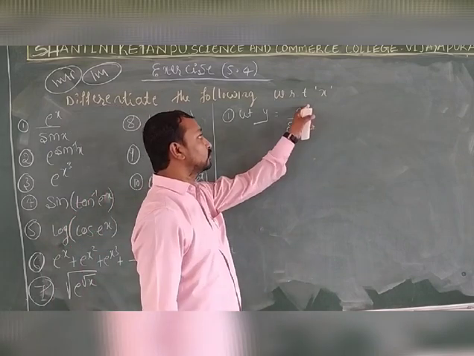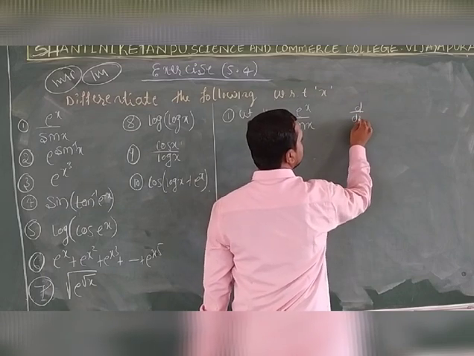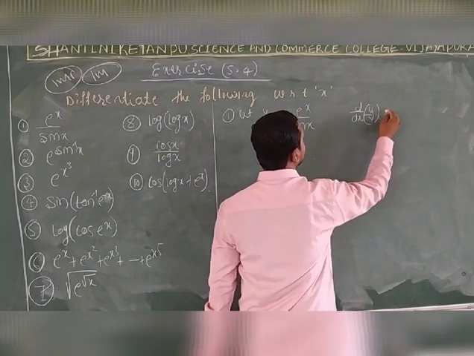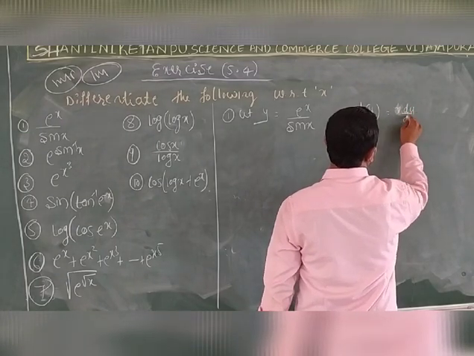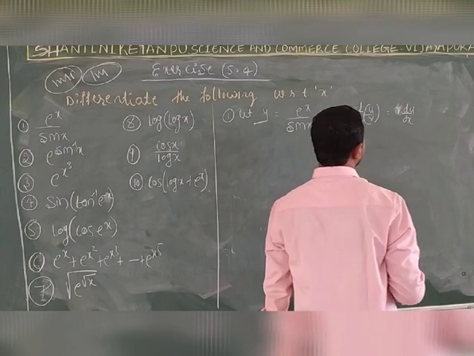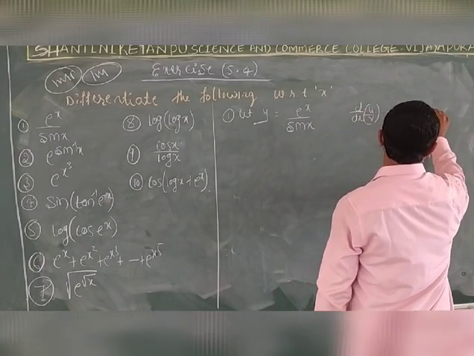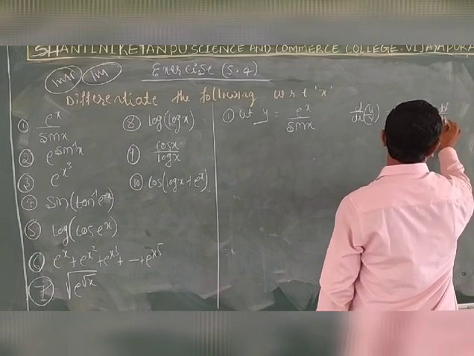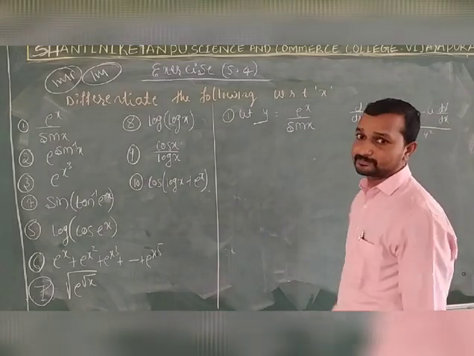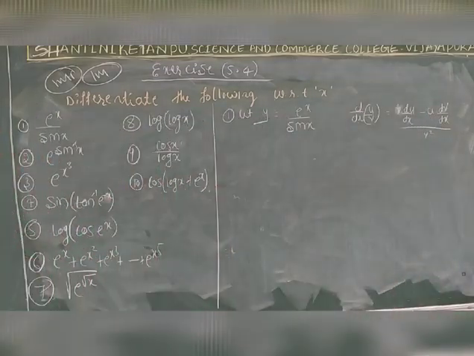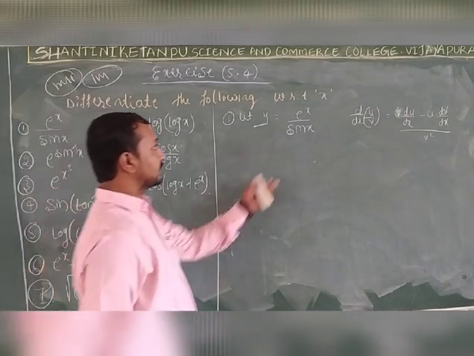This is of the form u divided by v. So what is the formula for u by v? d by dx of u divided by v equals v into du by dx minus u into dv by dx, divided by v square. That is the formula. Already we know that. So apply that formula and you get the answer.